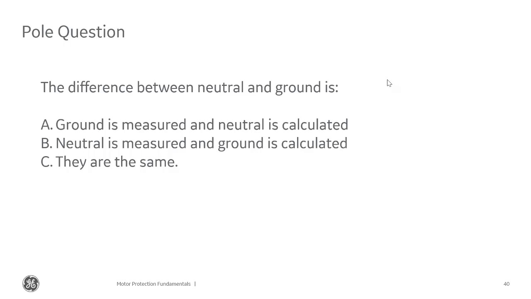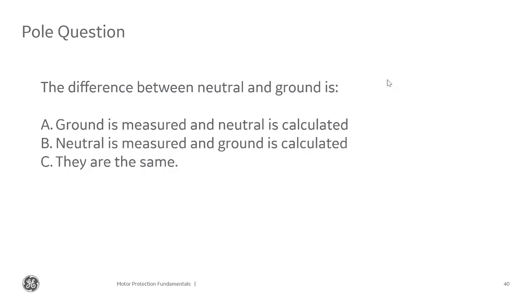ground is, according to IEEE, a measured quantity. Neutral is a calculated quantity. Right? And that's true of our relays. So what this looks like is neutral in GE relays is the vector sum of the three phases. So basically it is 3I0, 3 times zero sequence current. That's neutral. Ground in our relays is an input on the relay.